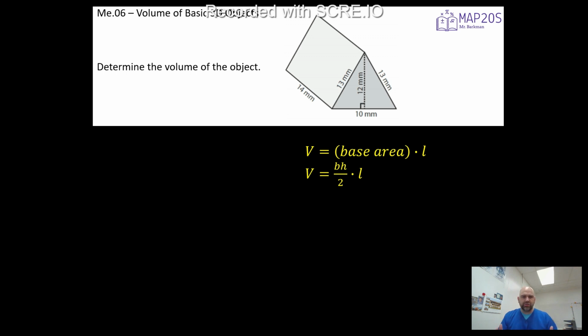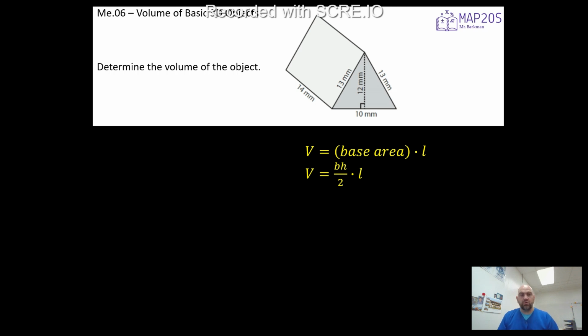We have to differentiate them based on, is it the base or is it the actual prism that we're taking a look at. So formula right here, base area is base times height divided by 2. We're going to multiply it by our length and we're going to get our volume. So let's plug in the values.